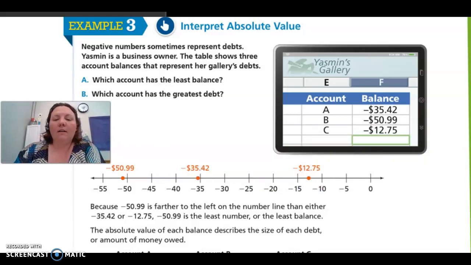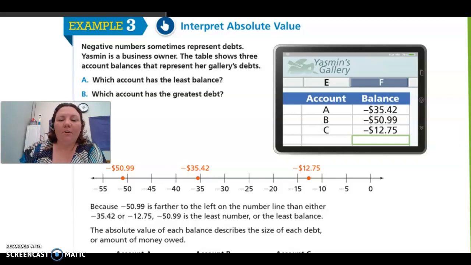And so account A, she owes $35.42. Account B, she owes $50.99. And account C, she owes $12.75. And so if we look at these numbers on a number line, what we really want to know when we're asking which has the greatest balance, the greatest balance means how close to 0 am I? Which number would I prefer?